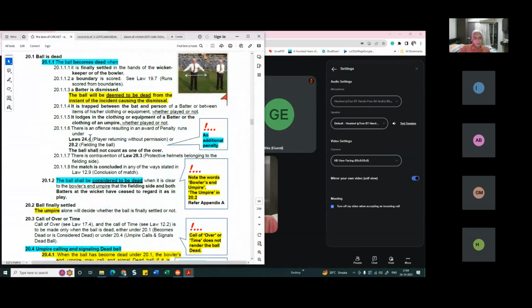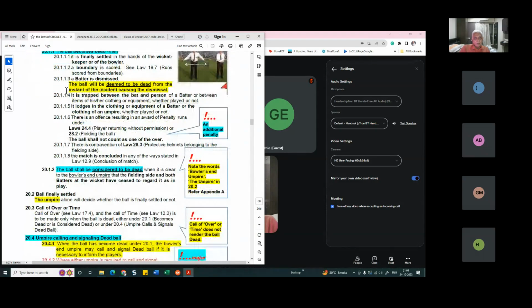Okay, now coming to Law 20.1. Coming to Law 20, I want to tell you particularly about this aspect of the law. The ball will be deemed to be dead from the instant of the incident causing the dismissal. Now, this is a very small statement, and the effect of this statement can be far-reaching, something perhaps which the lawmakers did not anticipate, but now it changes a few things. The ball will be deemed to be dead from the instant of the incident causing the dismissal.